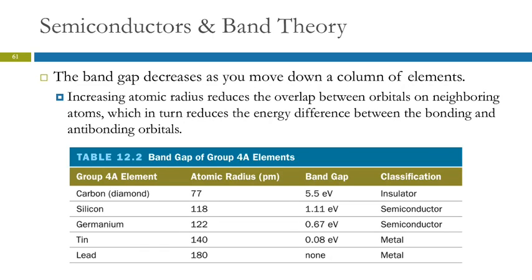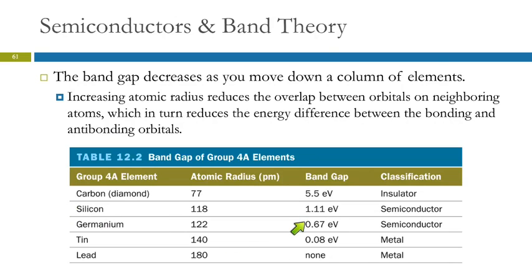If we look at the magnitude of that band gap as we move down the group 4A elements. For carbon, in the diamond form, not the graphite or buckyballs or graphene or anything like that, but just carbon in the diamond form, the band gap is 5.5 electron volts. That's a unit of energy. And so that's classified as an insulator. Diamonds don't conduct electricity. There's too big of a gap between the valence band and the conduction band.